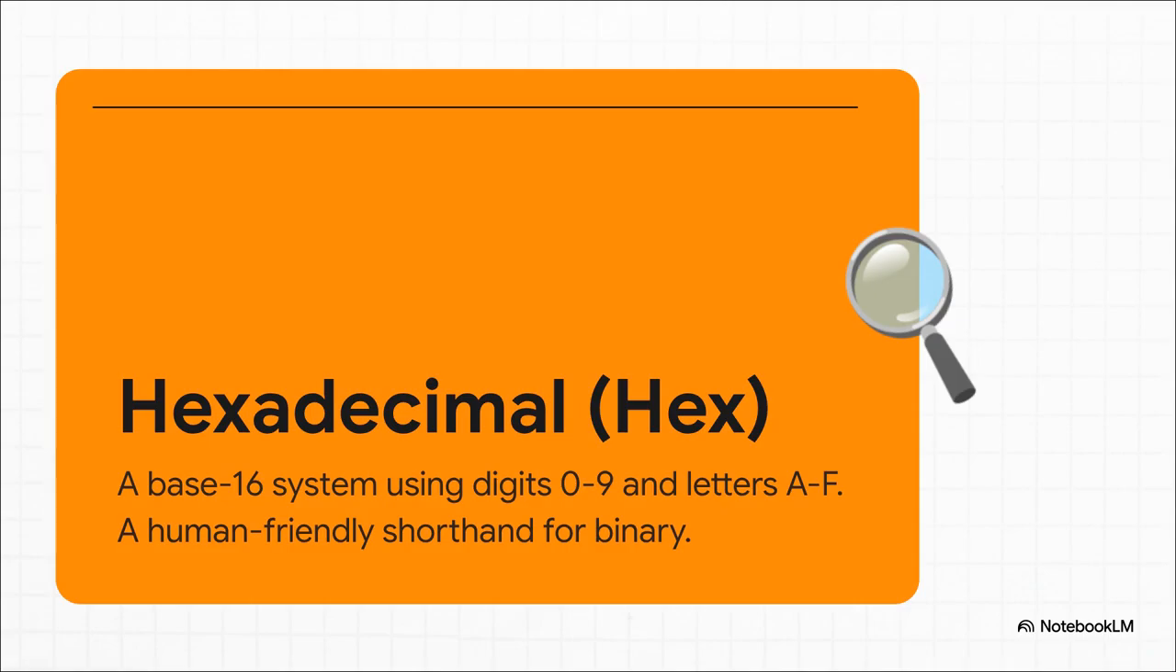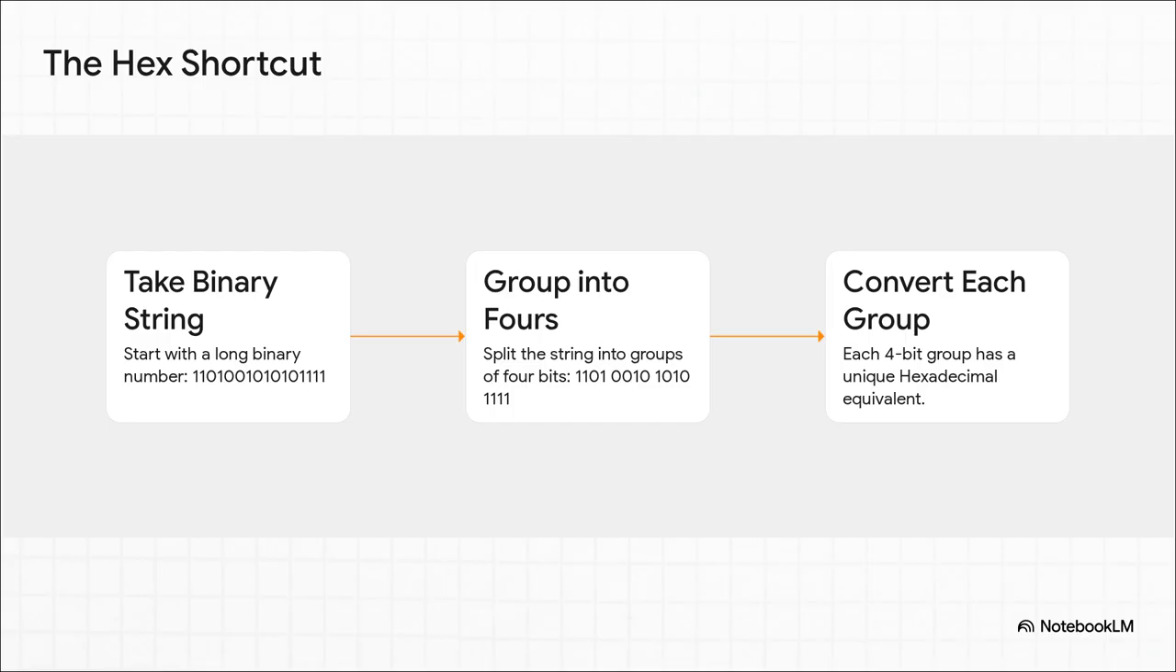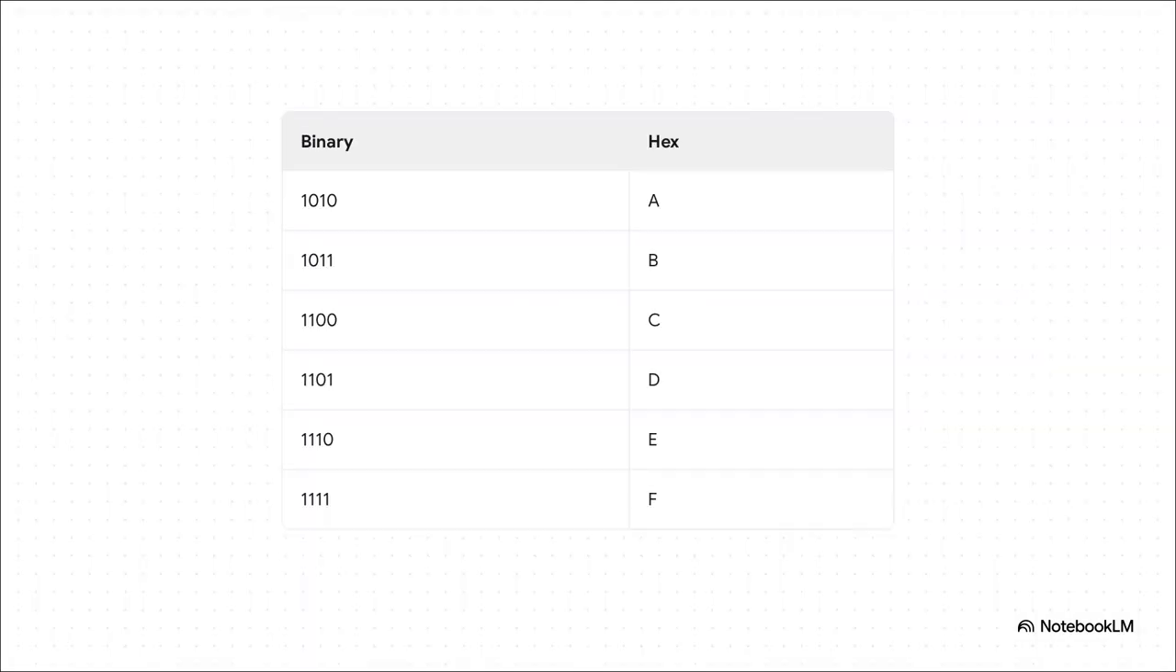And that shorthand? It's called hexadecimal, or just hex for short. Now, it's a base 16 system, which might sound complicated, but don't worry. It's really just a clever way to compress all that bulky binary code into a much more compact, human-friendly format. And here is the magic trick. The reason hex works so perfectly as a shorthand is because every single possible combination of 4 binary digits, we call those bits, matches up perfectly to one single hexadecimal character. All you have to do is take that long, scary binary string and break it up into little groups of 4. This chart shows exactly how that translation works.